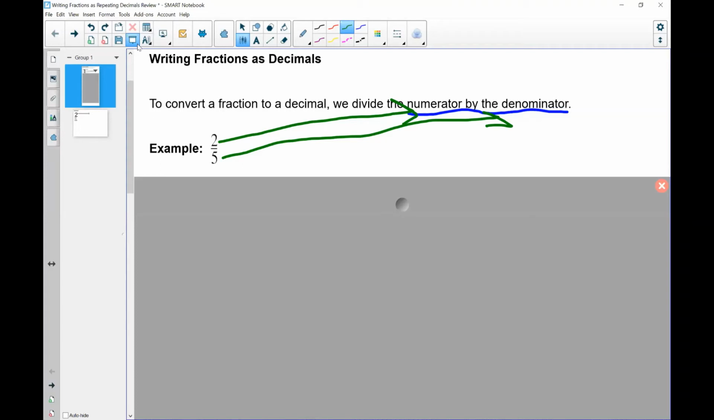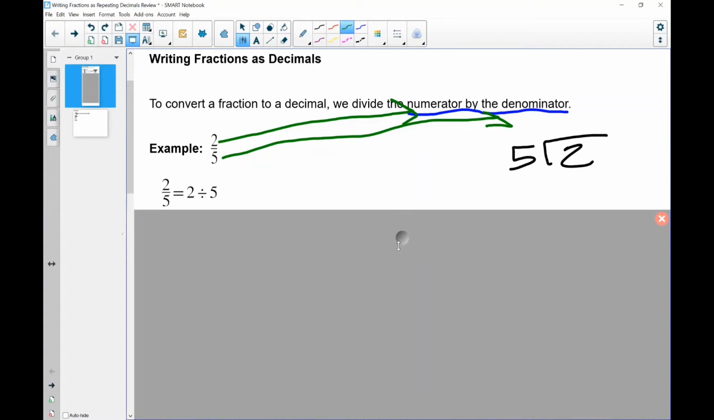So we must divide the numerator. What's our numerator? Your numerator goes here, inside this box. Your 2 goes here. What goes on the outside is your 5. It's not going to be the 2 over here and the 5 inside. I've got it set up for you down here.